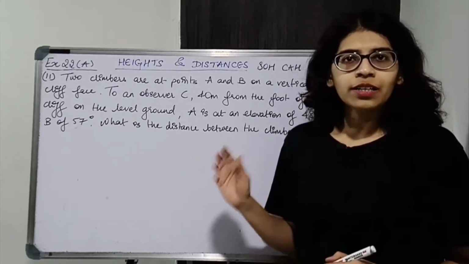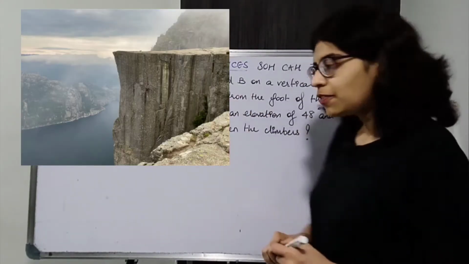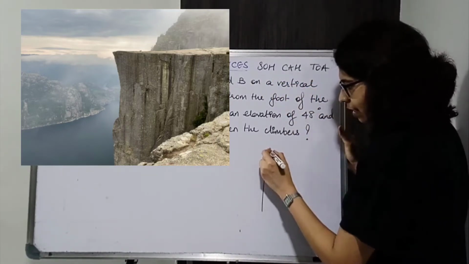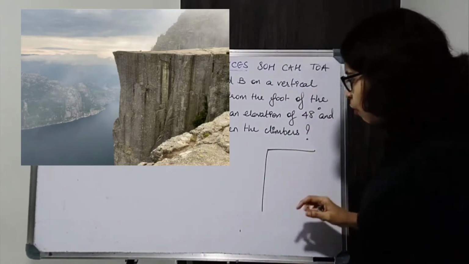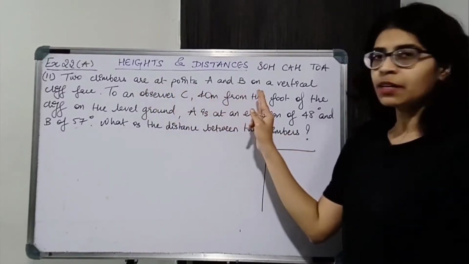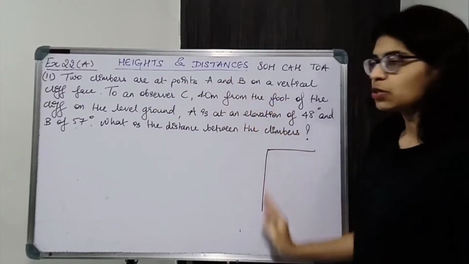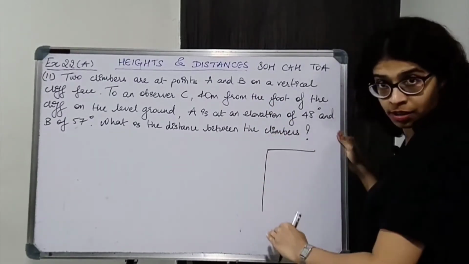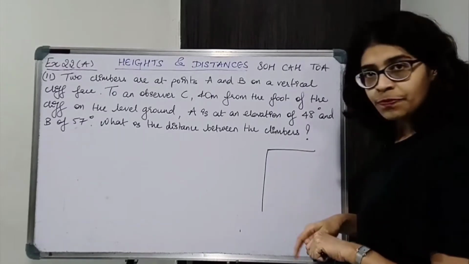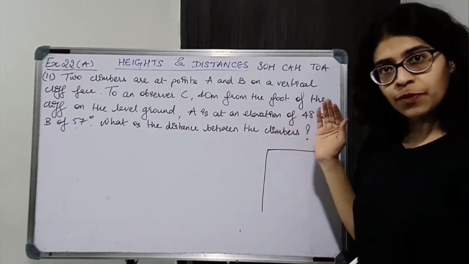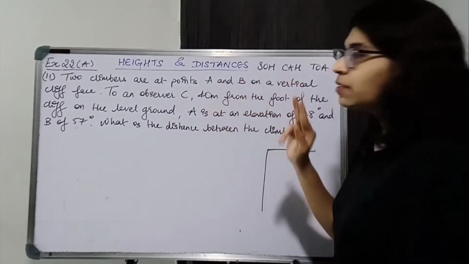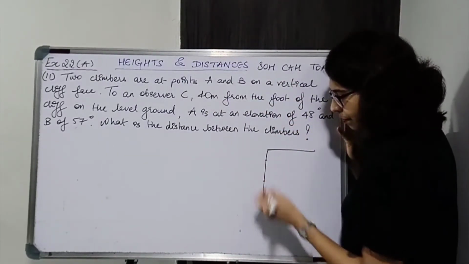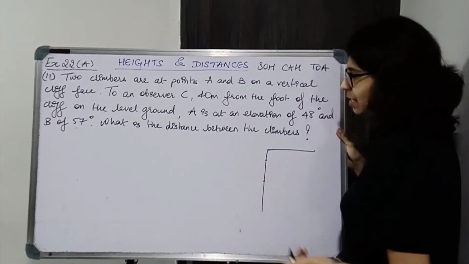Now there is a vertical cliff face. The word itself says vertical. Okay, a cliff looks like this. So there are two climbers at points A and B on this vertical cliff face. There are two people climbing this cliff. The cliff is almost vertical. So there are two people at different points. One is at point A and another one is at point B. Okay, two different points.